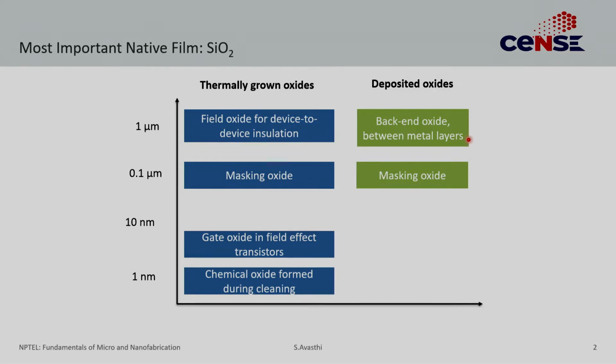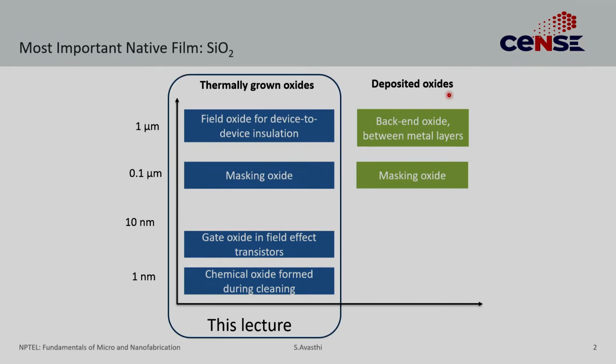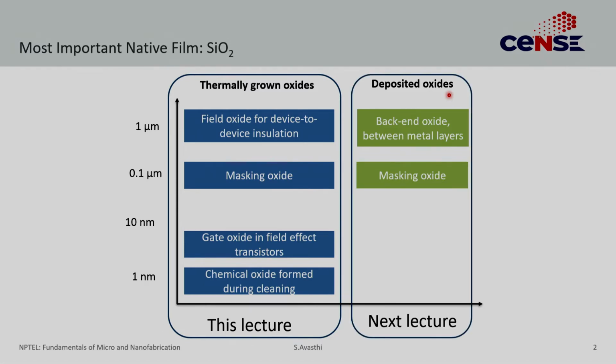You can grow silicon dioxide in two ways. One is a thermally grown oxide and one is a deposited oxide. This lecture is going to be about thermally grown oxide. This is an oxide that is grown from the silicon wafer itself, and we will talk about the deposited one later. So this lecture, which is about grown oxide, is about what is a native film.